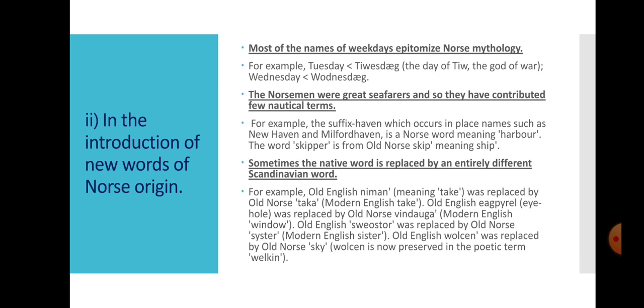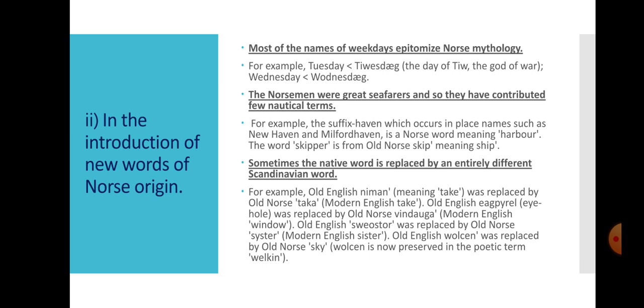The Norsemen were great seafarers, and so they contributed a few nautical words associated with the sea and their life. For example, the suffix haven, which occurs in place names such as New Haven, Milford Haven, etc. These are Norse words meaning harbor. These are nautical words associated with the seafarers. The word skipper is from Old Norse skip, meaning ship.